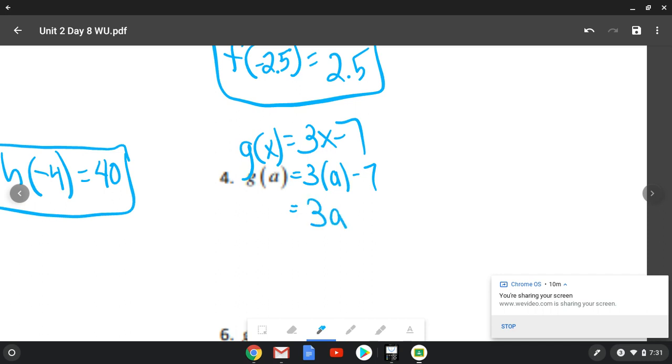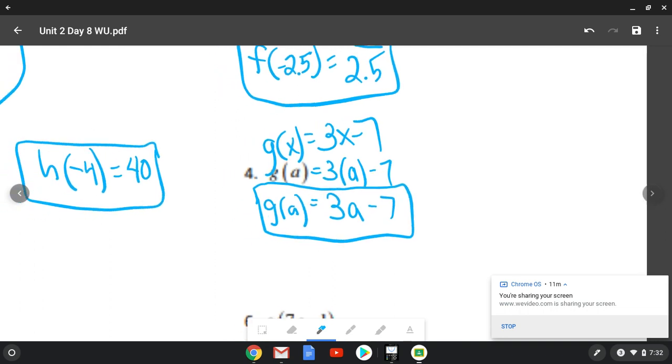Well, we can take away the parentheses, and there's nothing else to simplify because those are not like terms. So my g of a, its final answer, is just 3a minus 7. There's nothing that we can do to it beyond that. So that's just asking you to replace the x with the letter a, and then we're done.